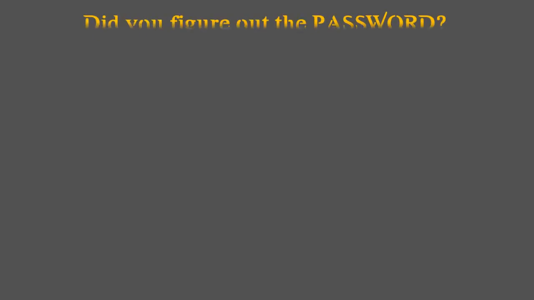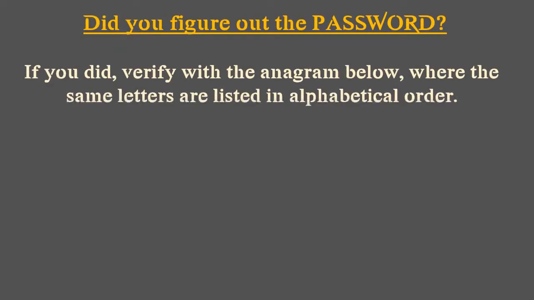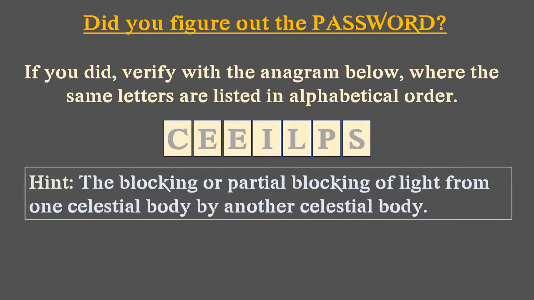Did you figure out the password? If you did, verify with the anagram below, where the same letters are listed in alphabetical order. Hint: the blocking or partial blocking of light from one celestial body by another celestial body.